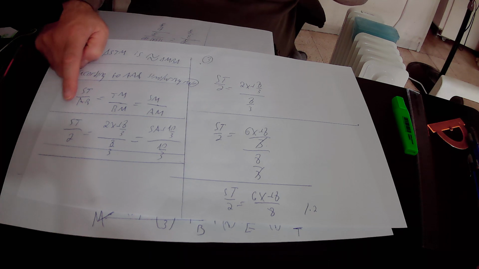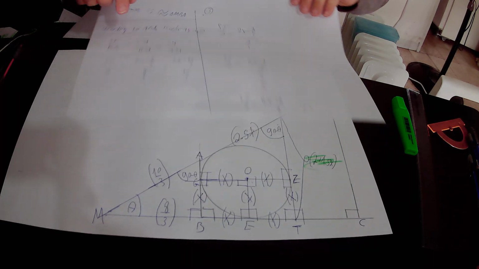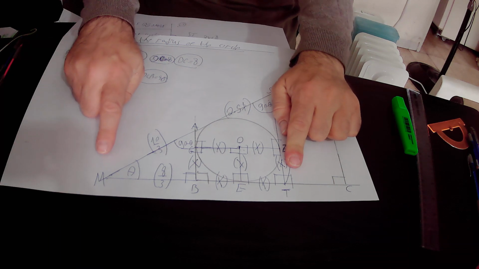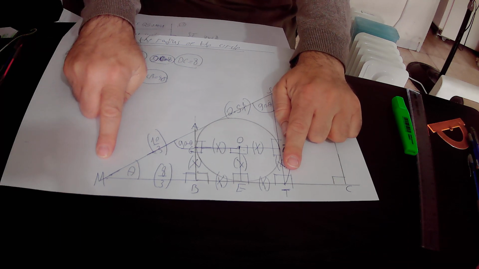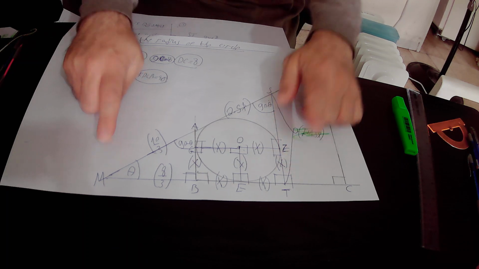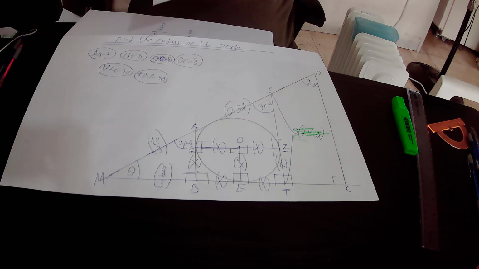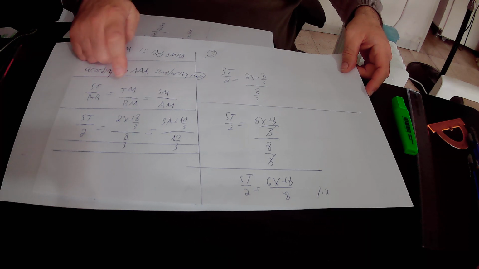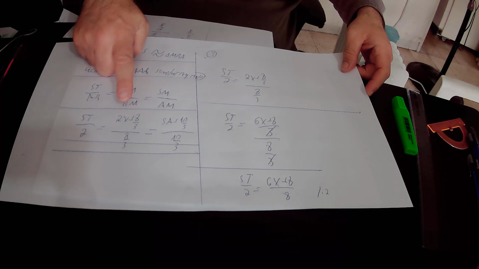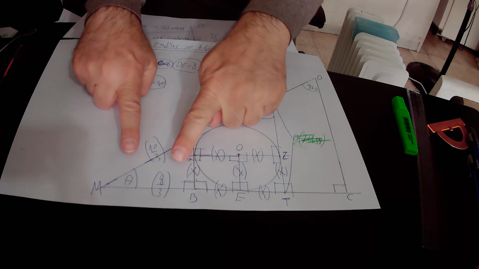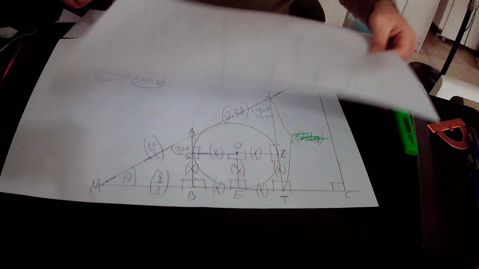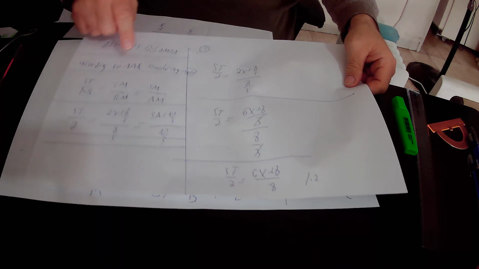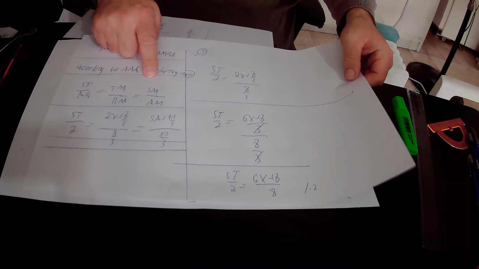AB is 2. What is the length of TM? TM equals x plus x, that is 2x plus 8 over 3. Again, TM equals 2x plus 8 over 3, over BM. BM equals 8 over 3.